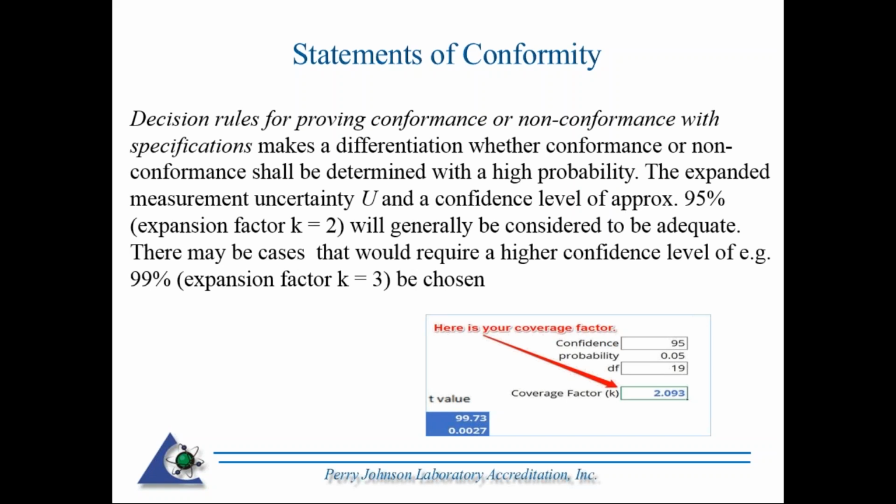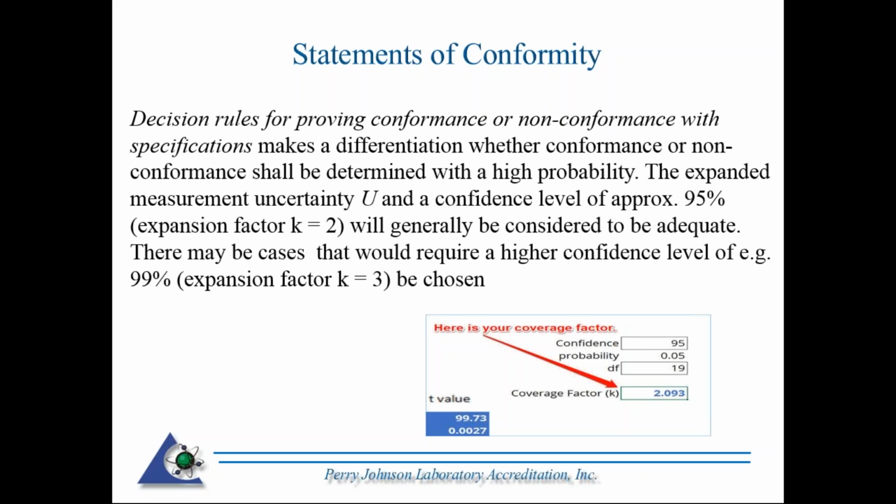So decision rules for proving conformance or non-conformance with a specification make a differentiation whether conformance or non-conformance shall be determined with a high probability. The expanded measurement uncertainty at a confidence level of approximately 95%, K equals 2, will generally be considered as adequate. There may be cases that would require a higher confidence level, 99% for example, and a K factor of 3 could be chosen.